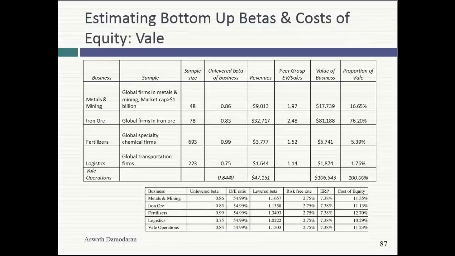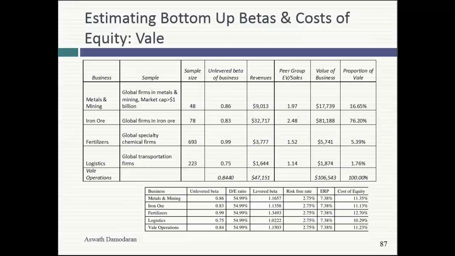Last column, I add up the estimated values and take the weight of each one. And at least based on my judgment, it looks like Vale is about 76% iron ore, about 17% metals and mining, about 5% fertilizers, and about 2% logistics. Those are the betas that feed into my levered beta equation.